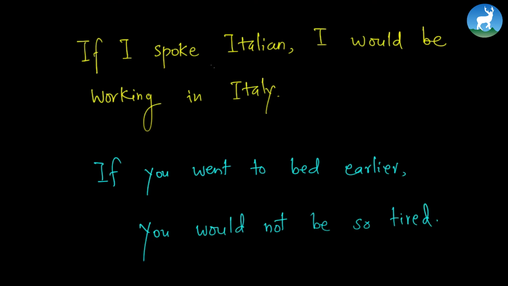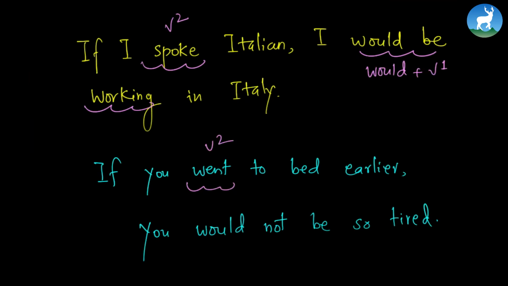Let's underline. If I spoke Italian, V2, I would be working in Italy. So it is would plus V1, and we have another, VING. If you went, V2, to bed earlier, you would not be so tired. So would plus not plus V1 is used. This is called present conditional, right? So V2 in the if clause, comma, and followed by present conditional in the main clause. That's the rule. And I guess the rule is pretty easy, right? It's very easy. Now let's go to the third type of conditional.